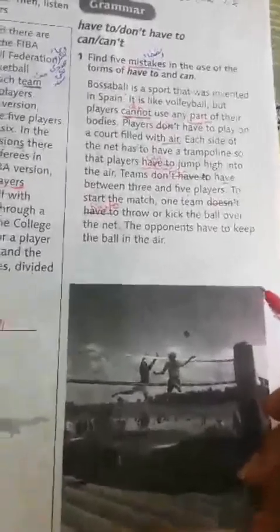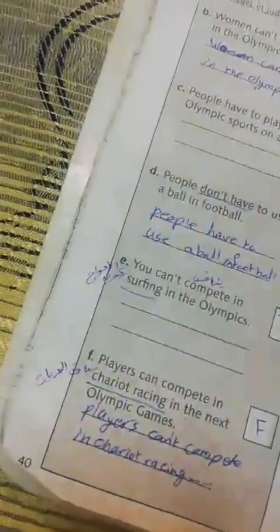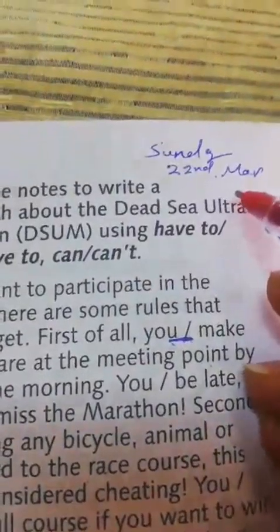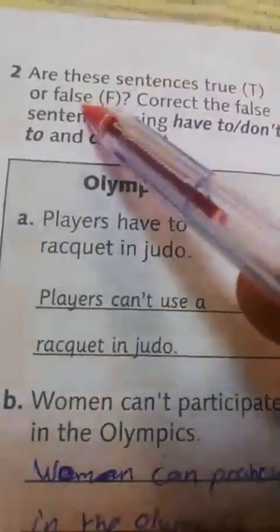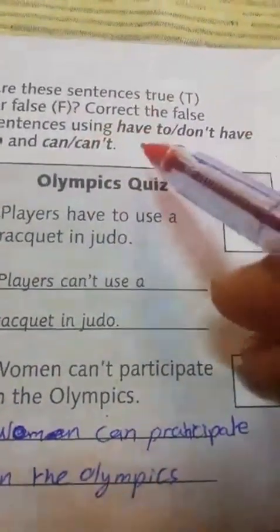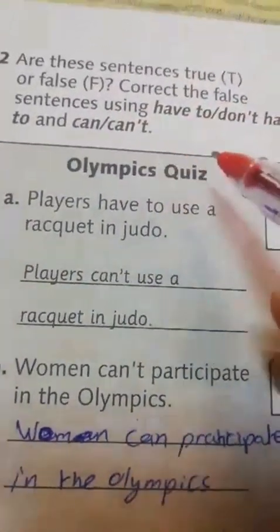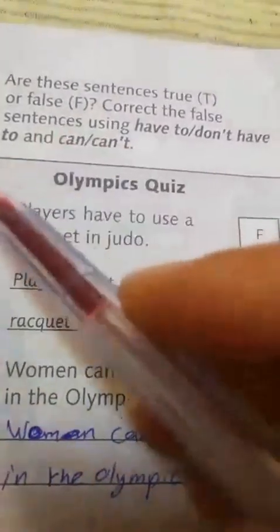Please write the answers in your activity book. Now open page number 40. Write the date and the day, Sunday 22nd of March. Exercise 2. Are these sentences true or false? Correct the false sentences using have to, don't have to, can and can't.